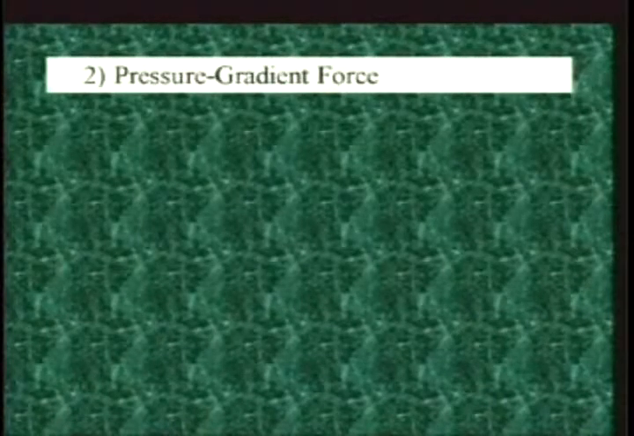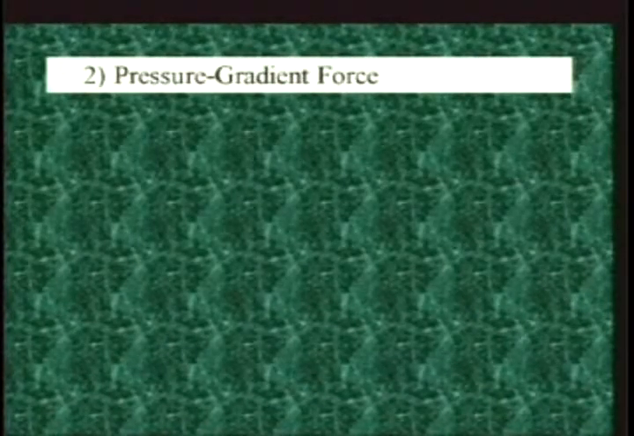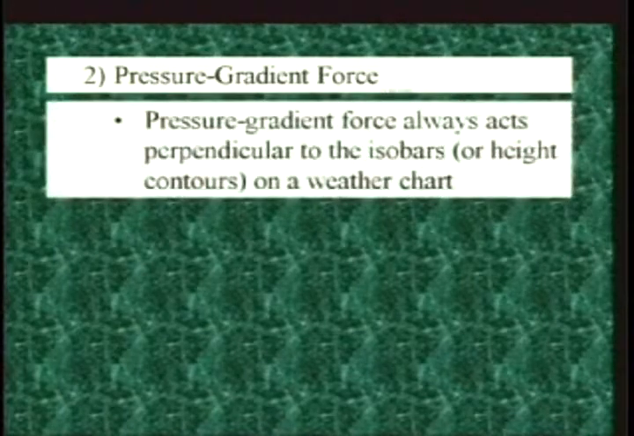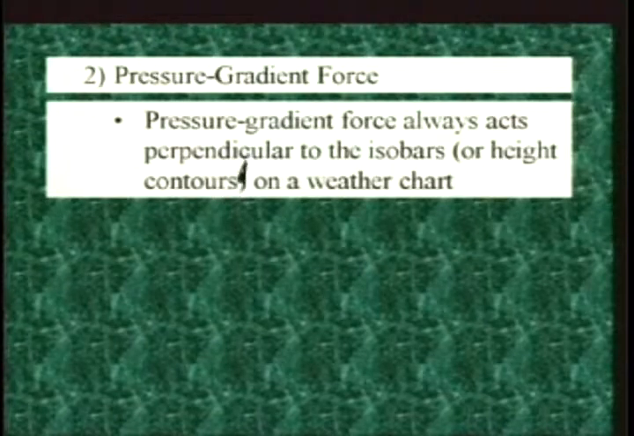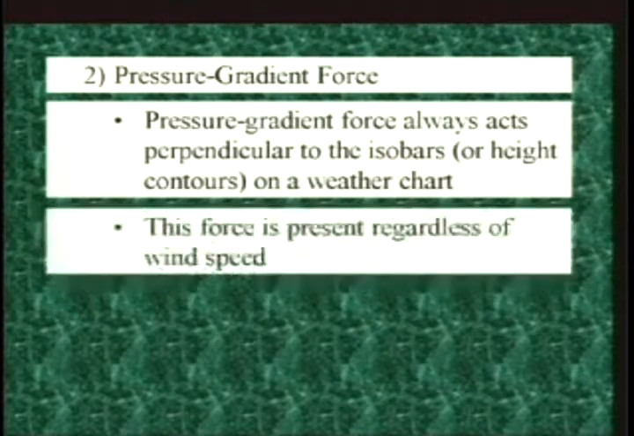Our second force is the pressure gradient force. Pressure gradient force always acts perpendicular to the isobars, or height contours on a weather chart. So if your isobars are running elongated like this, the force will not act with the flow, the force acts across the flow, so to speak. So that's what the perpendicular means.